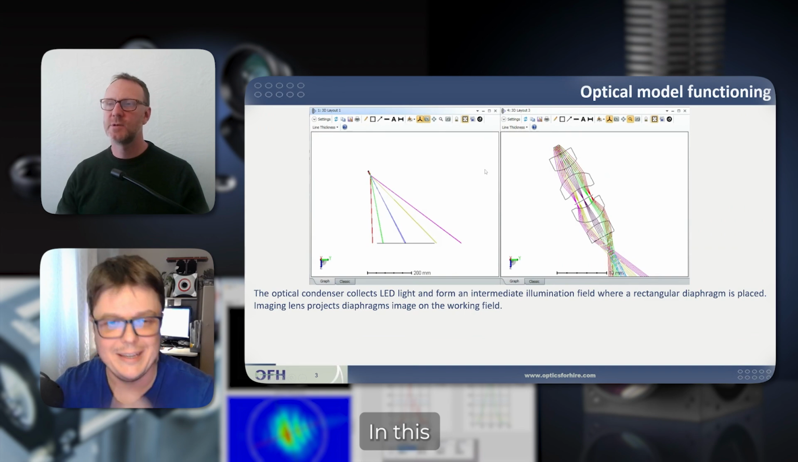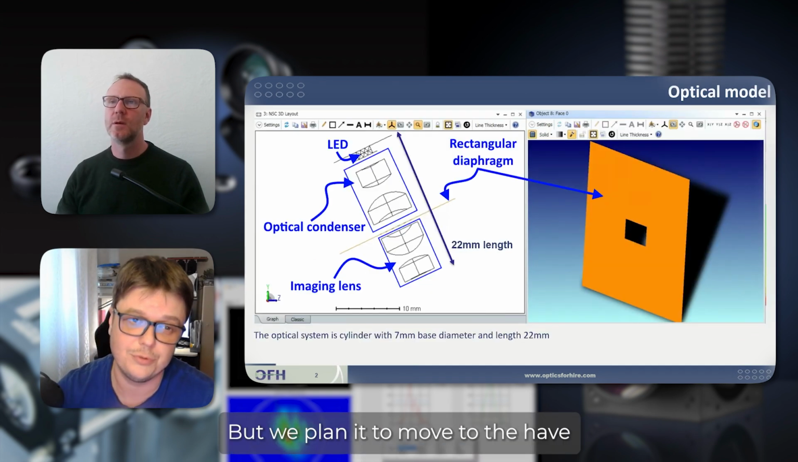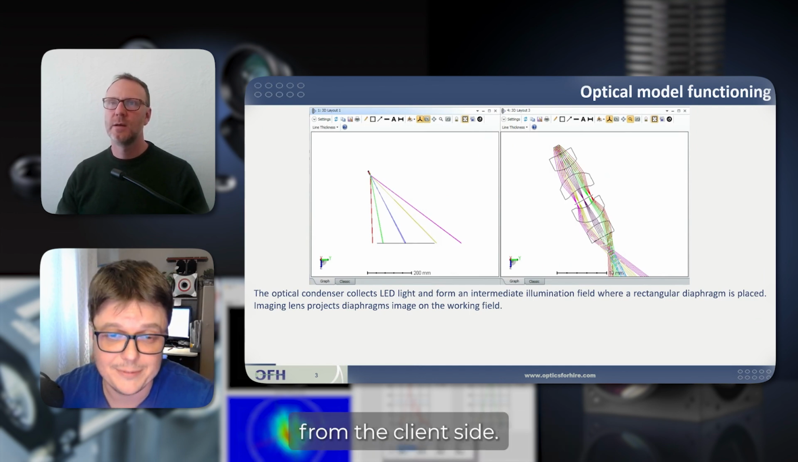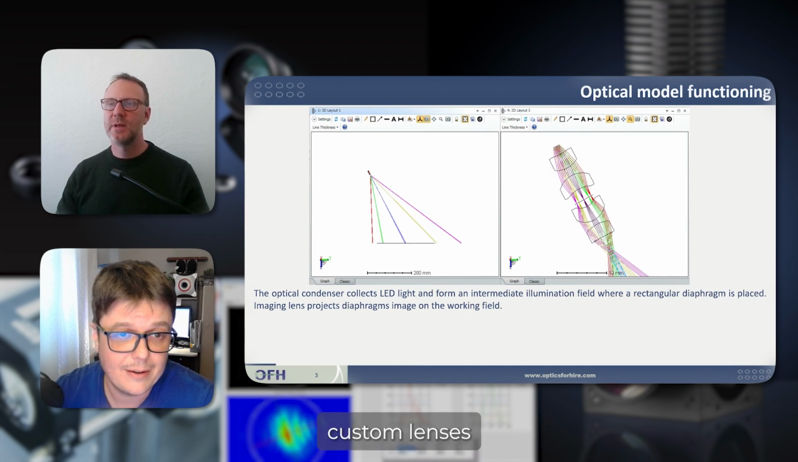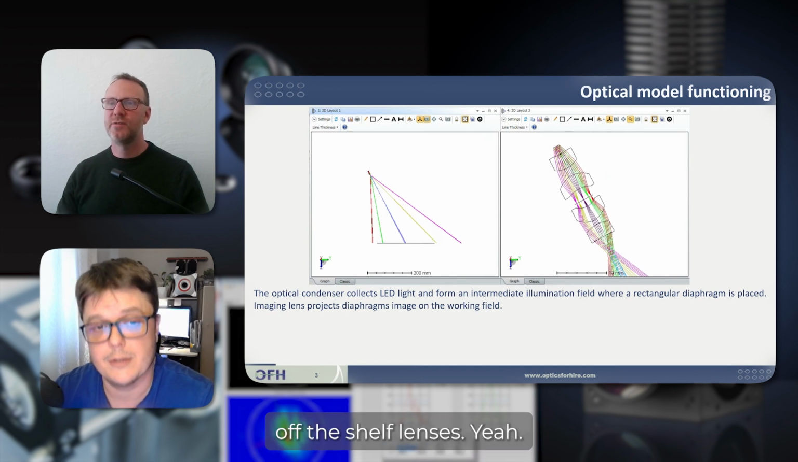In this design, these are custom lenses, but we planned to move to the off-the-shelf lenses after the approval from the client side. You start with custom lenses to figure out what you need, and then you can back into off-the-shelf lenses. Yeah. Okay.